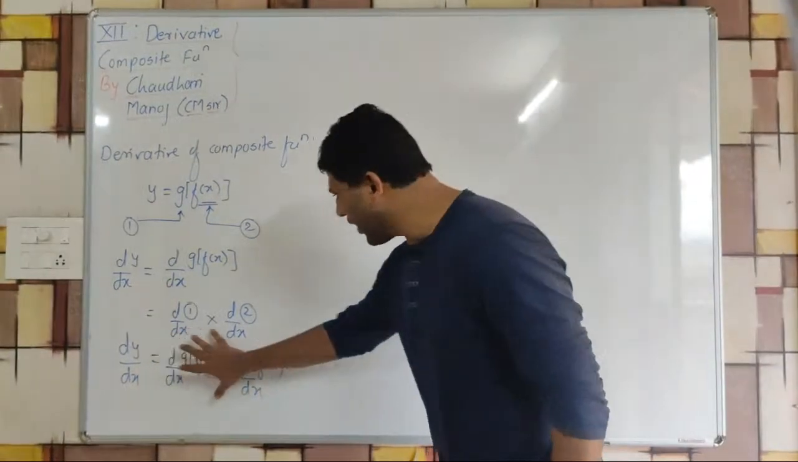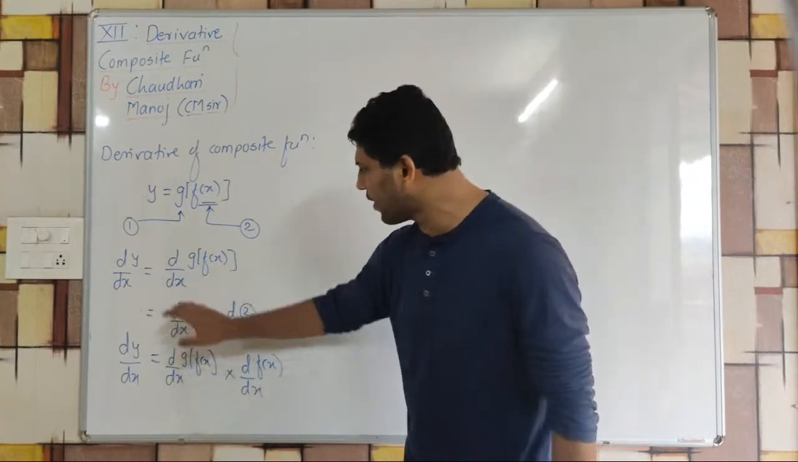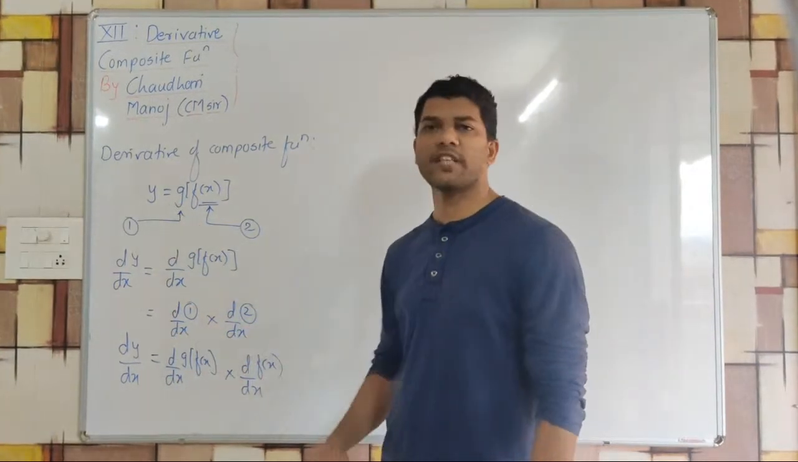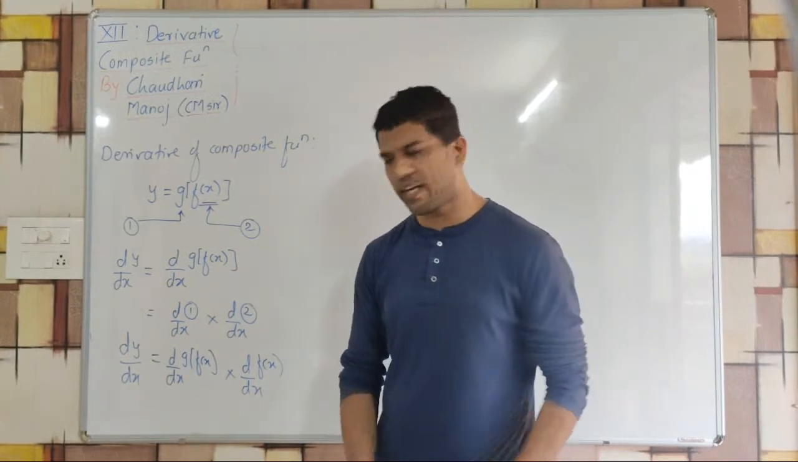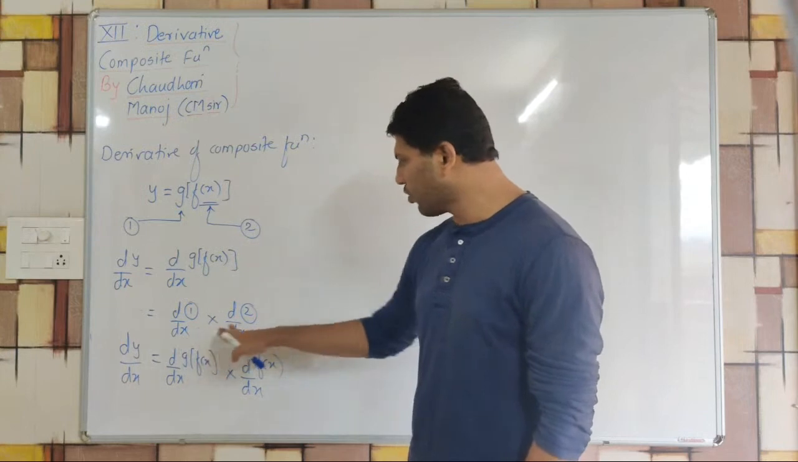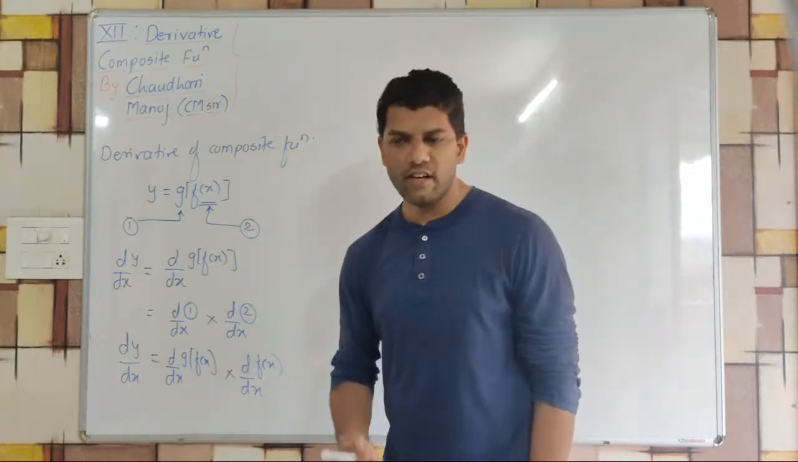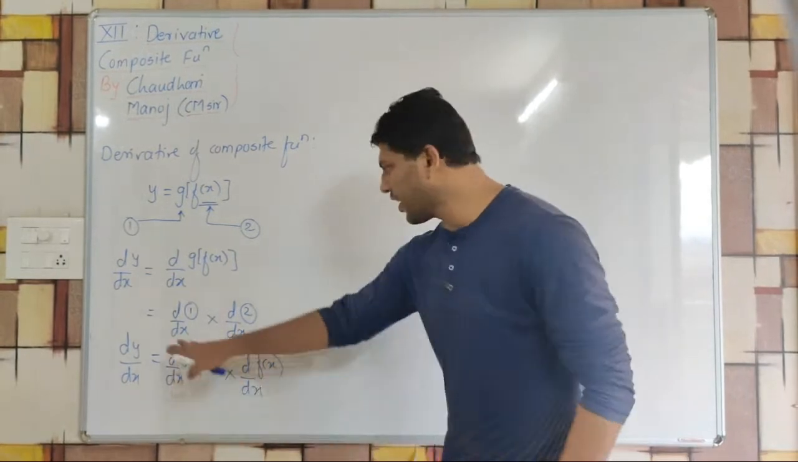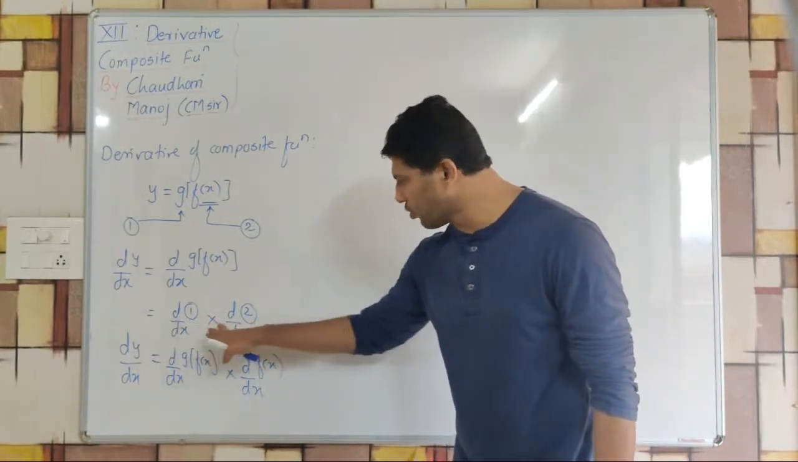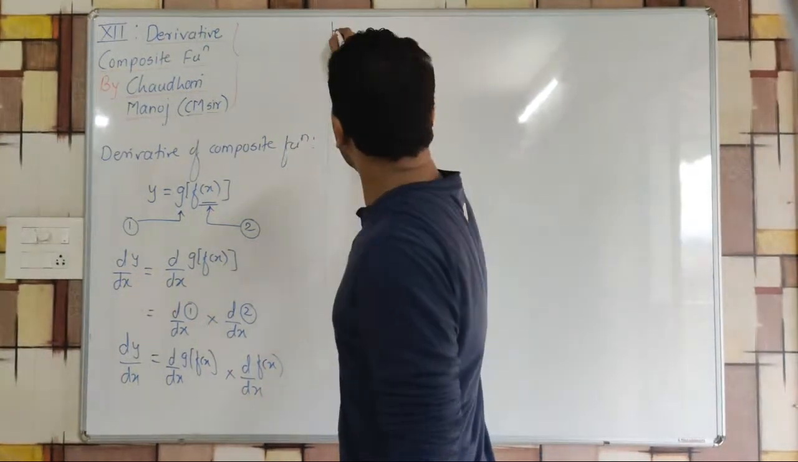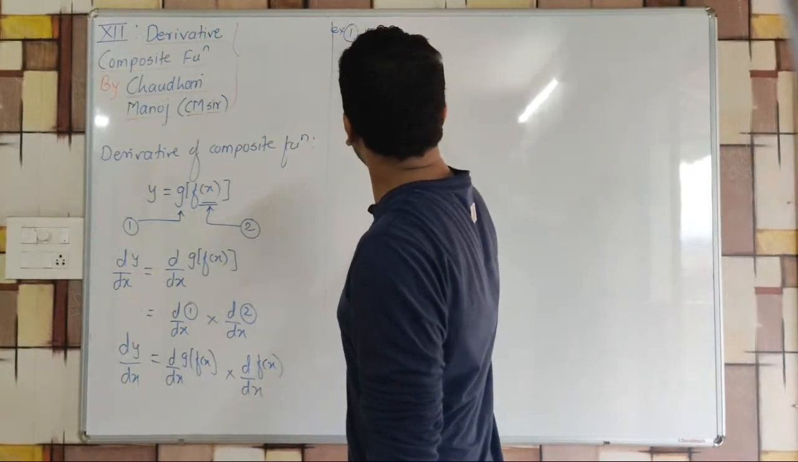The way of finding a derivative is quite simple. Just take the derivative of the first part into the derivative of the second part, which is also called the chain rule of differentiation. So here you have to differentiate the derivative of first into the derivative of second. It's the derivative of first part into the derivative of second part. Let me explain this with one example, which we already discussed.